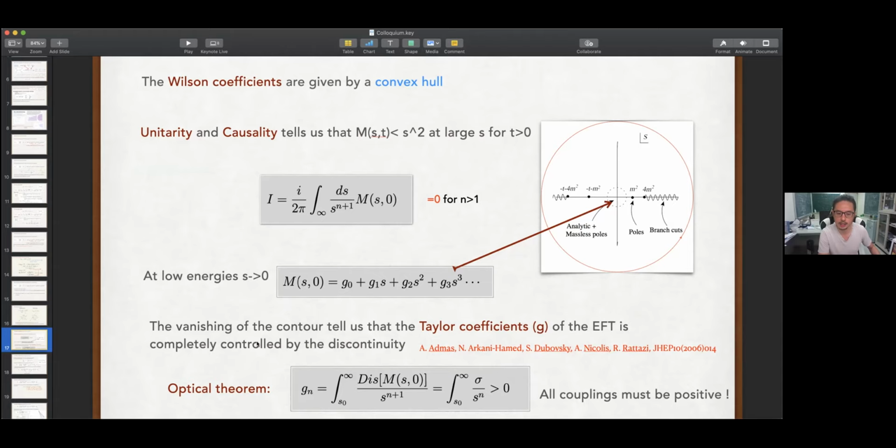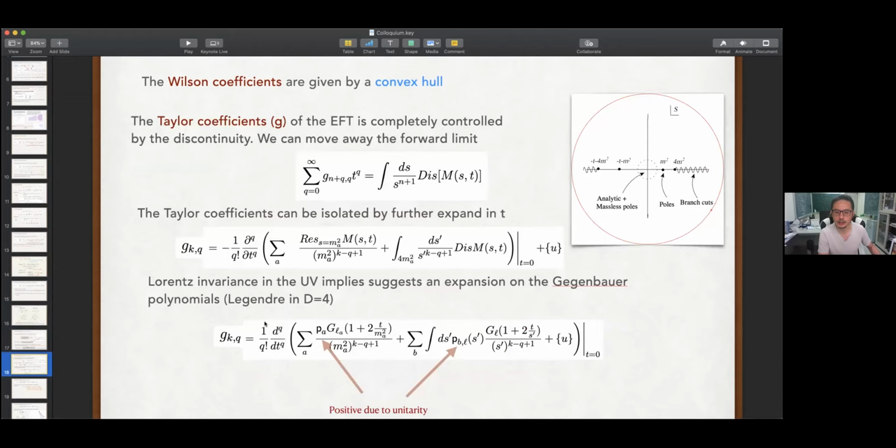And so this is basically just what we discussed before. These coefficients are now defined by a contour integral around the origin, which you can deform to infinity. And therefore you have this identity which tells you each of these coefficients is positive. Now we would like to extend this away from t equals zero. So we're going to move away from the forward limit. Once you move away from the forward limit, now you have access to more Wilson coefficients. So basically now all Wilson coefficients can be accessed.